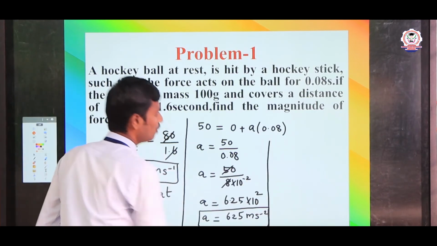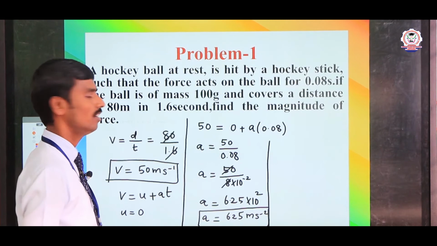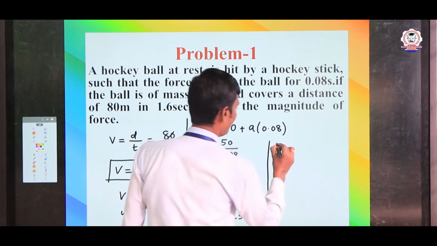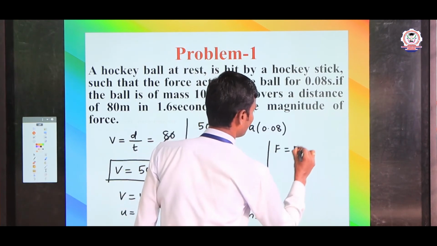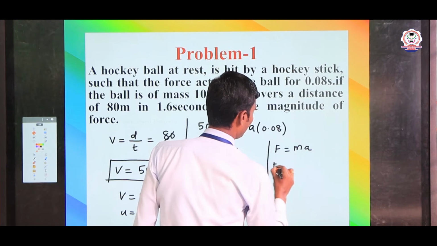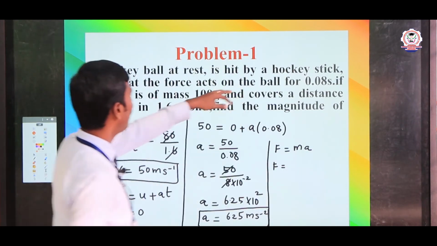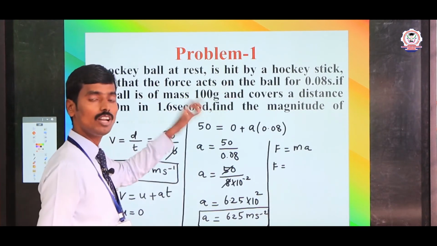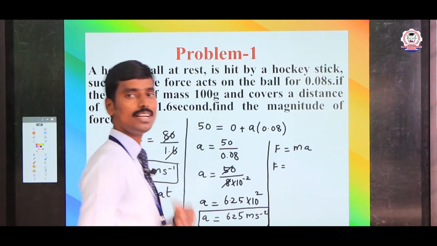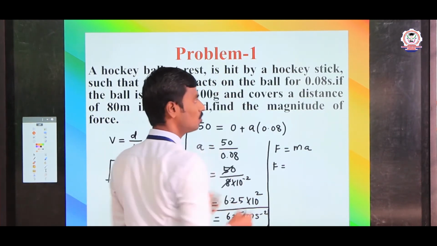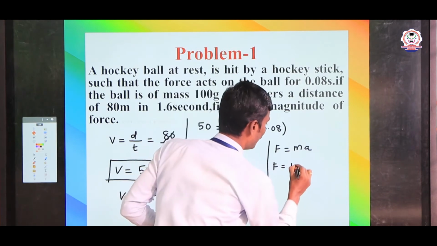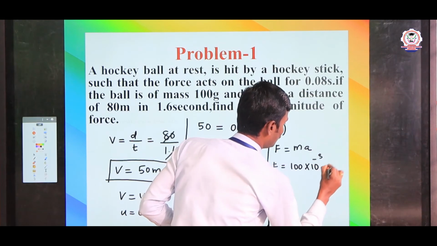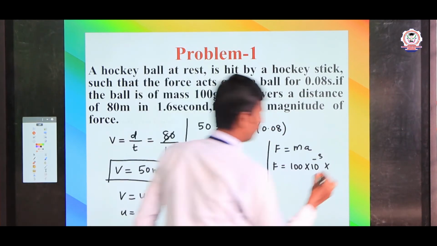The next one is asking for the magnitude of force. How to find the force? Yes, F equal to ma, Newton's second law. So applying here, F equal to m into a. The mass is already given, 100 gram. Now converting to kilogram, 100 into 10 power minus 3, because it is given only in gram. So F equal to 100 into 10 power minus 3 into the acceleration value, 625.